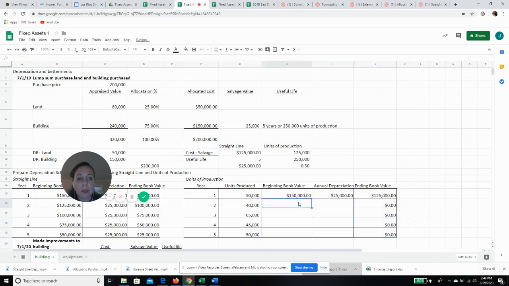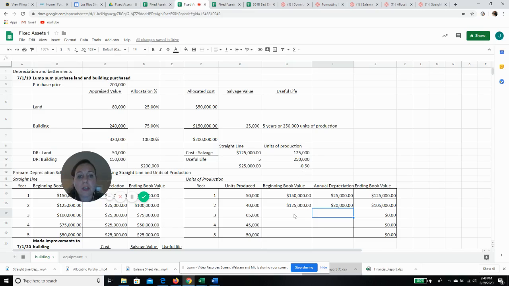Okay. Now we're in year 2. Remember, our beginning book value is last year's ending book value. Our depreciation this period is going to be the number of units we produced, which in year 2 is 40,000, times our rate of depreciation, which is 50 cents a unit. So our depreciation expense in year 2 is 20,000. We're not going to have the same amount every year if we are producing a different amount of units every year, which is probably what the case will be.